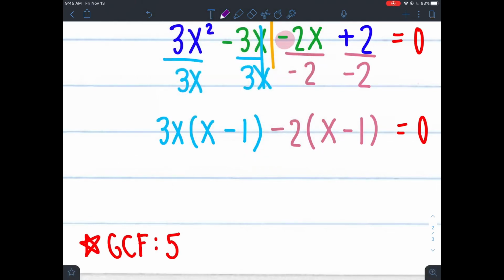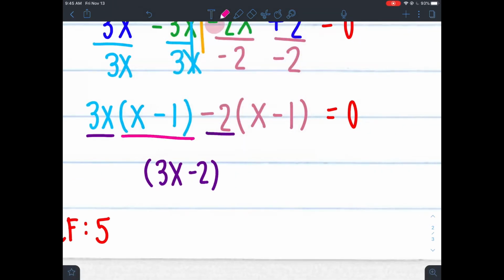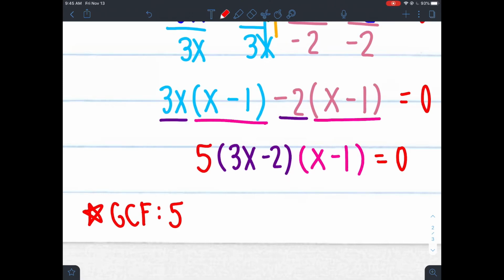All right, the next step here is we're going to take our two GCFs and put them into a factor together. So 3x minus 2 is one of my factors, and then the other factor is x minus 1. And then we have equals 0. So is this our final factored form? No, because we still have that 5.